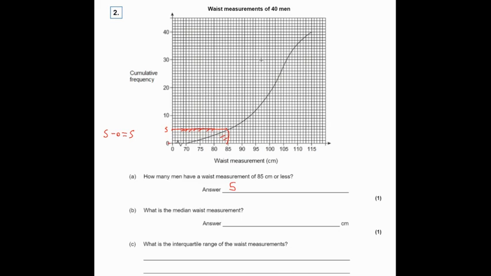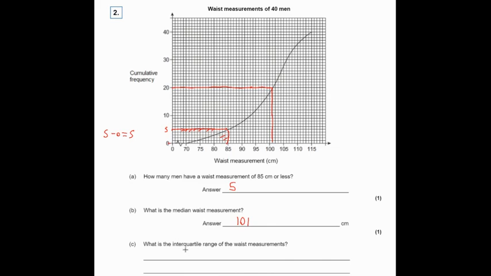What is the median waist measurement? Well, this graph goes up to 40. Median, we go halfway. So half of 40 is 20. So we go here. Then we go down. Right, what number is that? Looks like 101 to me. So the median is 101 centimeters.